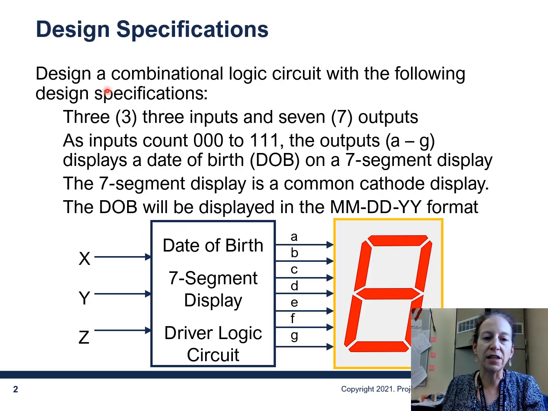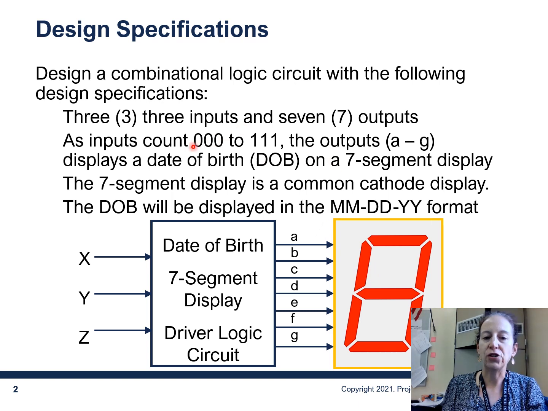So here are the design specifications. You're going to design a combinational logic circuit with the following design specifications. It is going to have 3 inputs and 7 outputs. The 3 inputs are going to be 3 switches, and they will count from 000 to 111. So you're basically going to count from 0 to 7, and so there are going to be 8 different combinations. The 7 outputs are the 7 segments on a 7-segment display.